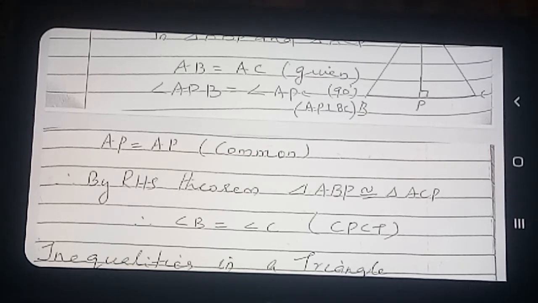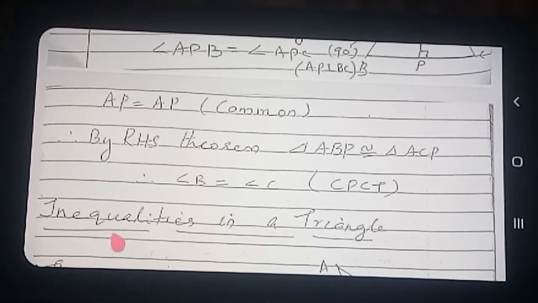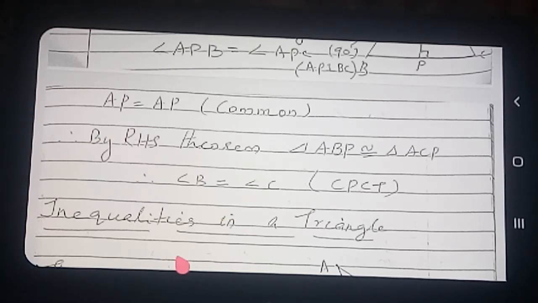Now we are going to explain inequalities in a triangle. You have studied inequalities. Inequalities means what? Equality and inequality. Equality means A equals B, B equals C, where the equality symbol comes. Then when does inequality come? If not equal, then inequality will exist. For example, if 2 is not equal to 3, then you can say either 2 is less than 3 or 2 is greater than 3. So this less than and greater than we call inequalities.